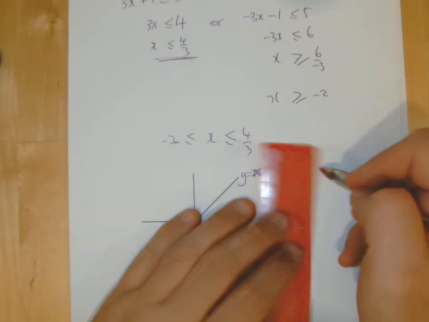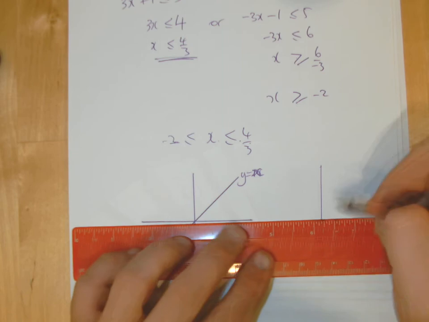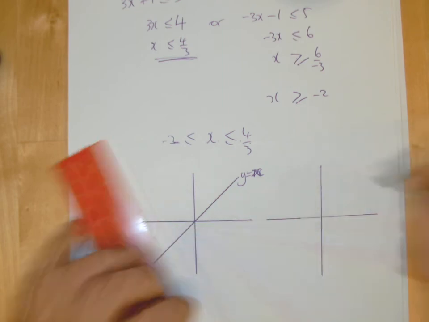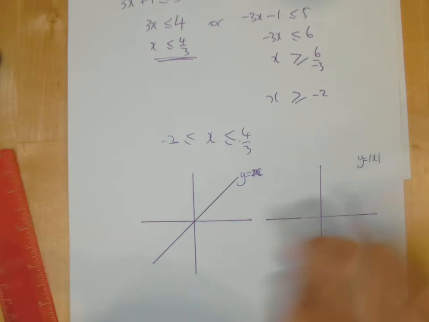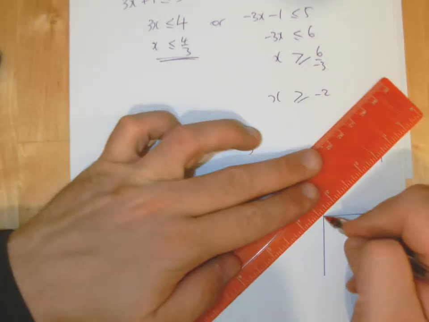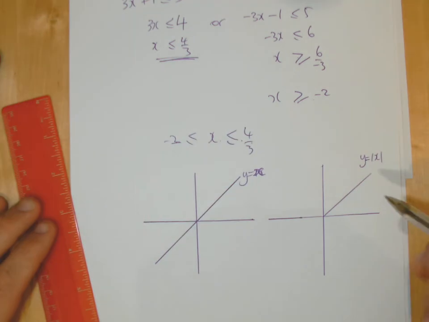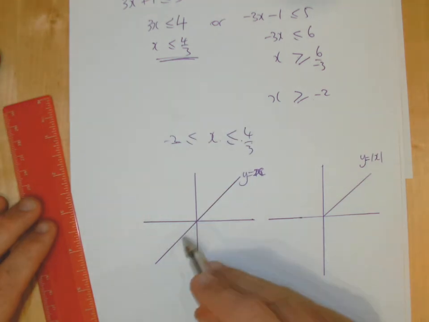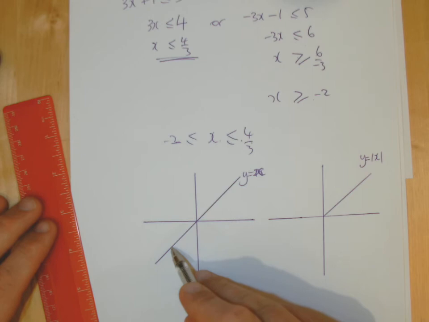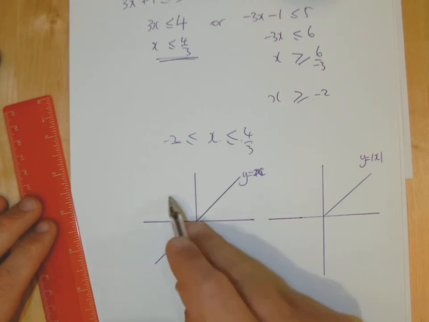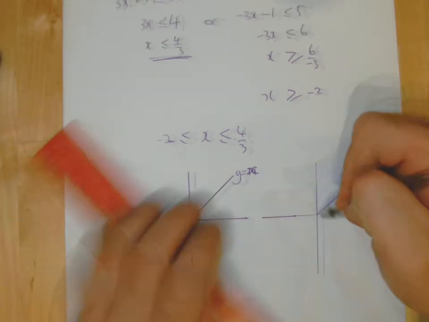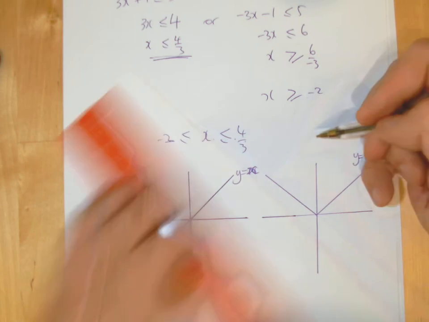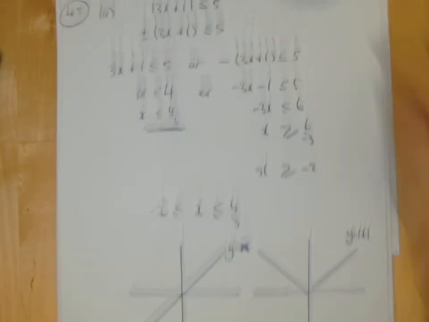So what will happen is when I do the mod of x, this bit here will actually stay the same. That will stay positive. But this negative bit here will become positive, so that's there. Say for instance that's minus 4, well it becomes plus 4, so it goes up there. If that was minus 10, that becomes plus 10, so it goes up there. So this bit of the curve gets reflected. So that's your modulus function there. So that's your mod of x.